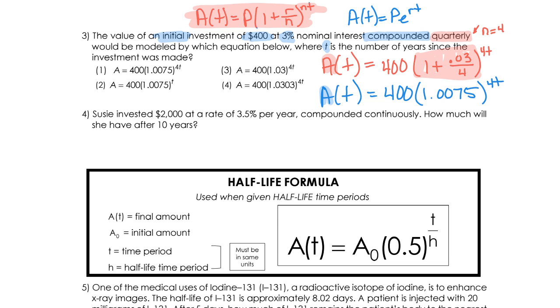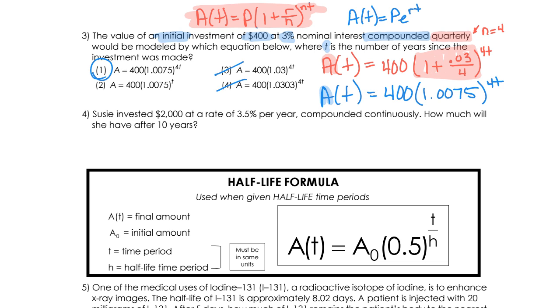And you guys can see that that is not choice 3, not choice 4. And the only difference between choice 1 and choice 2 is that choice 1 has an exponent of 4t, which so do we, and so that's our answer. Choice 2 does not have a 4t as the exponent, only a t.